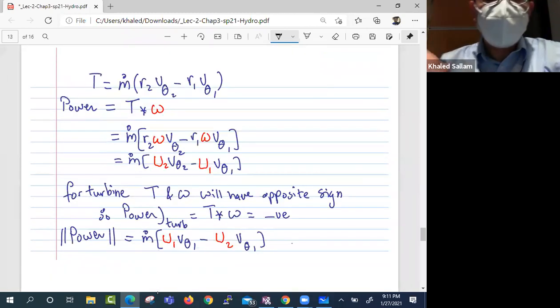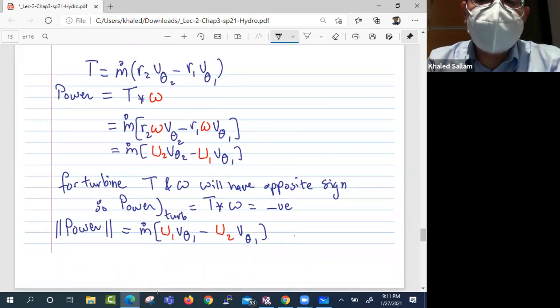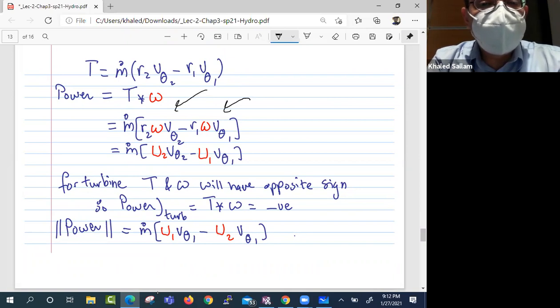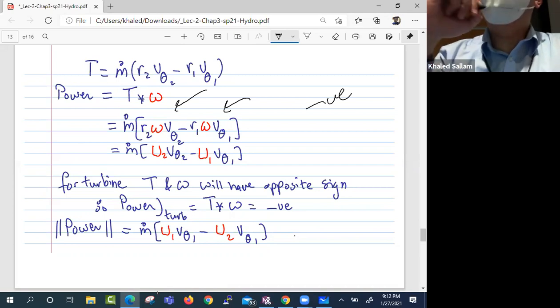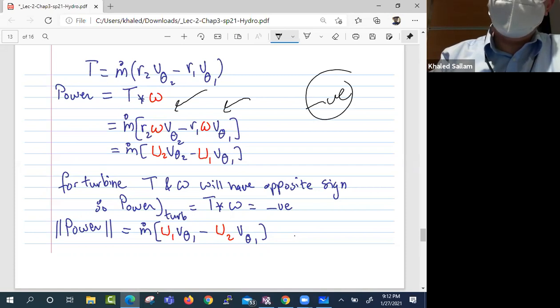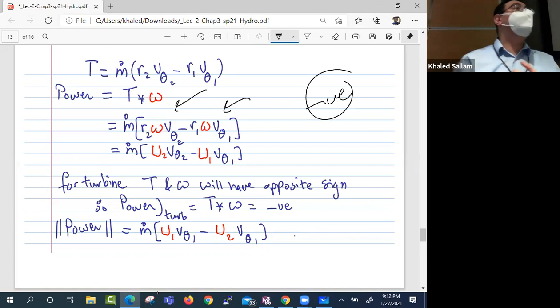Okay. So those are the equations that we wrote, right? And over here, he's basically making the point that when you calculate this equation, depending on which one is bigger, you can end up with negative power. And he's actually saying that in the case of the turbine, you will end up with negative. How is that possible? Because he's saying that the torque and omega, the torque and the rotation, should be negative or against each other in the case of the turbine.